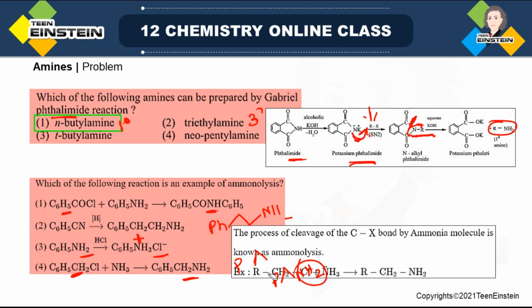And if you consider the definition, the process of cleavage of C-X bond by ammonia molecule, that is actually ammonolysis, but not necessarily it has to be halide, it may be C-OH also. In that case also you can say this is ammonolysis, but ammonia must be present, otherwise how will it be ammonolysis. So keeping all these factors in mind, this will be the correct option. Okay.